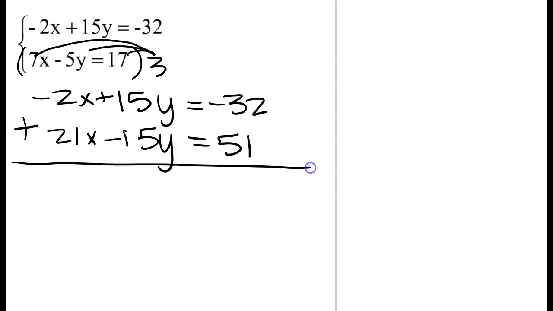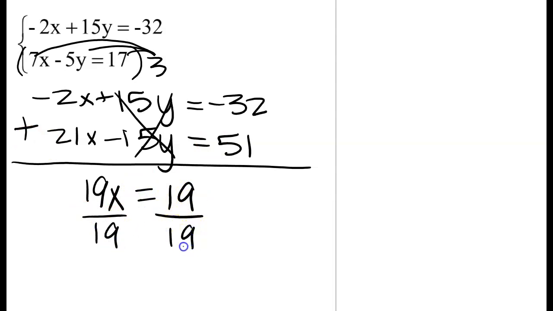So I'm going to add the equations together. Negative 2x plus 21x is 19x. The 15y and the negative 15y eliminate. And then negative 32 plus 51 is 19. Divide both sides by 19. You get x equals a positive 1.